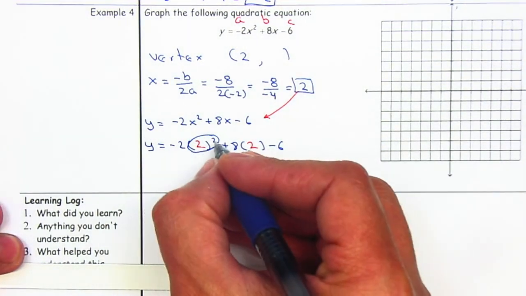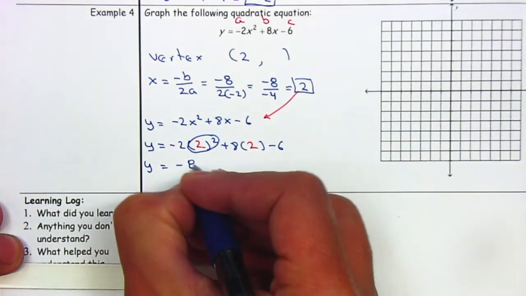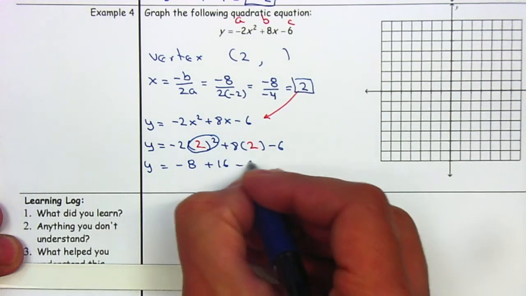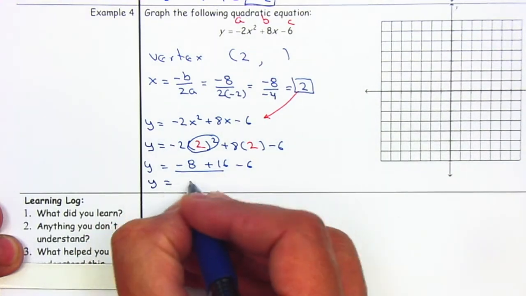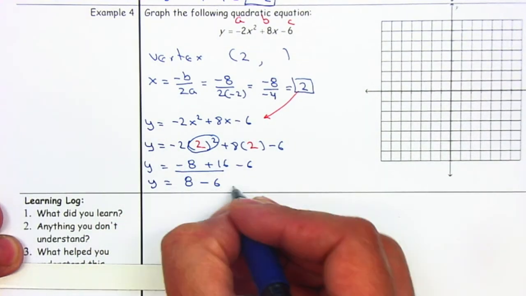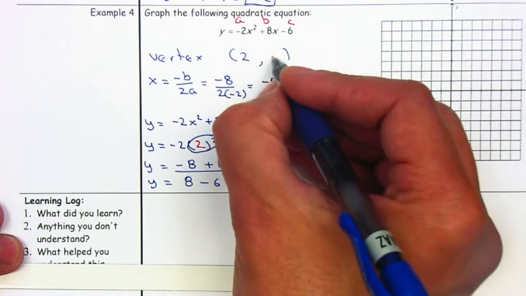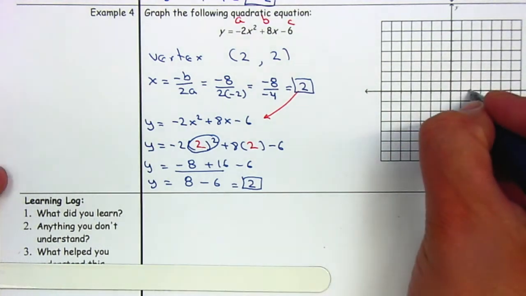So 2 squared is 4 times negative 2 is negative 8. This gives me positive 16 minus 6. So y is equal to 8 minus 6, which is equal to positive 2. So if your x value is 2, your y value is also 2 in this case. That'll give me my vertex, so (2, 2).